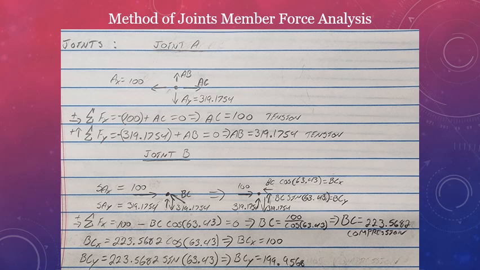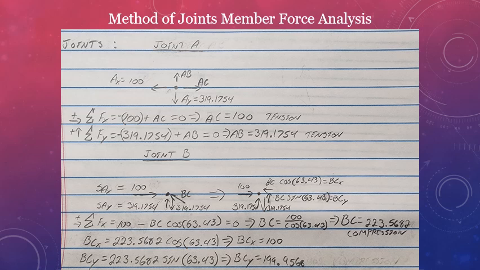I just solved for equilibrium at that specific point. I took the sum of the forces in the x direction, and I found that AC is equal to 100, and it's experiencing tension since all of the arrows are pointing away from the joint itself. Then for the sum of the forces in the y direction, same thing: I got AB equals 319 newtons in tension.